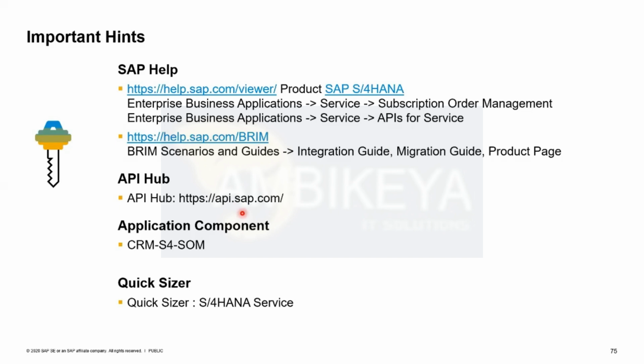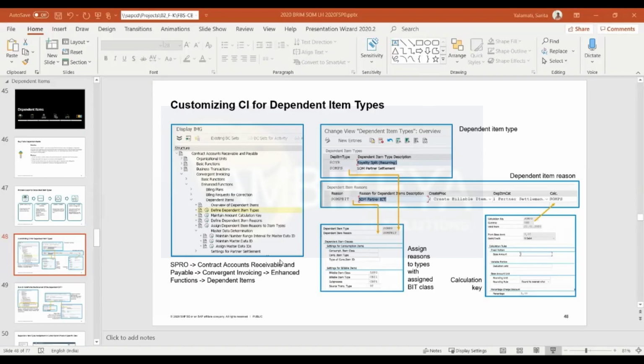So these are the important links with respect to the features. Now I'm done with the presentation. I would like to show you the dependent item type customizing. This is a customizing related to dependent item types, which I thought of sharing.